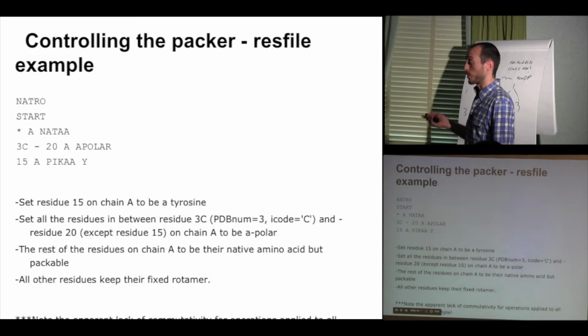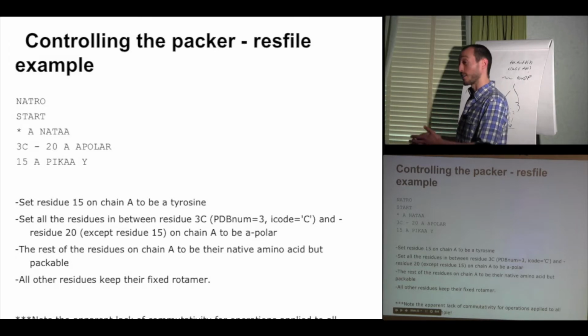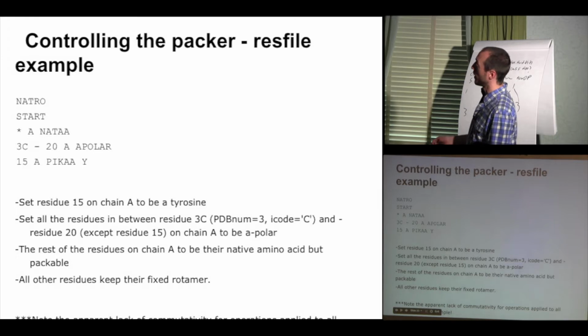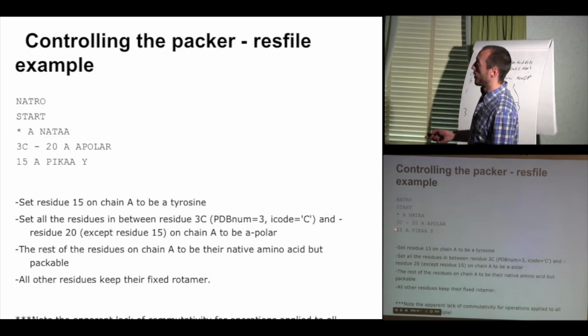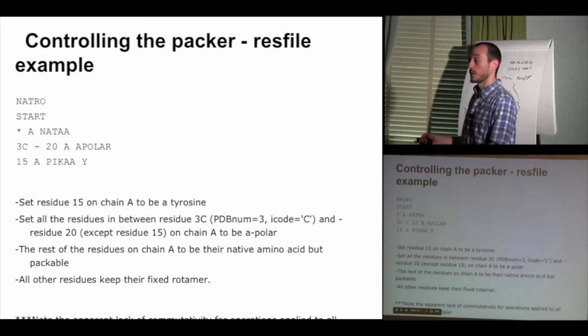Well, it's useful to start with the most specific thing first for res files because they don't have the same apparent commutativity that a task operation would. So this can be a little bit confusing. The most specific thing is what determines what is allowed for a specific residue. So residue 15, chain A, pick a tyrosine, sets residue 15 on chain A to be tyrosine. Even though we said all this apolar, NATAA, NATRO stuff before, because this is the most specific, it's going to happen.